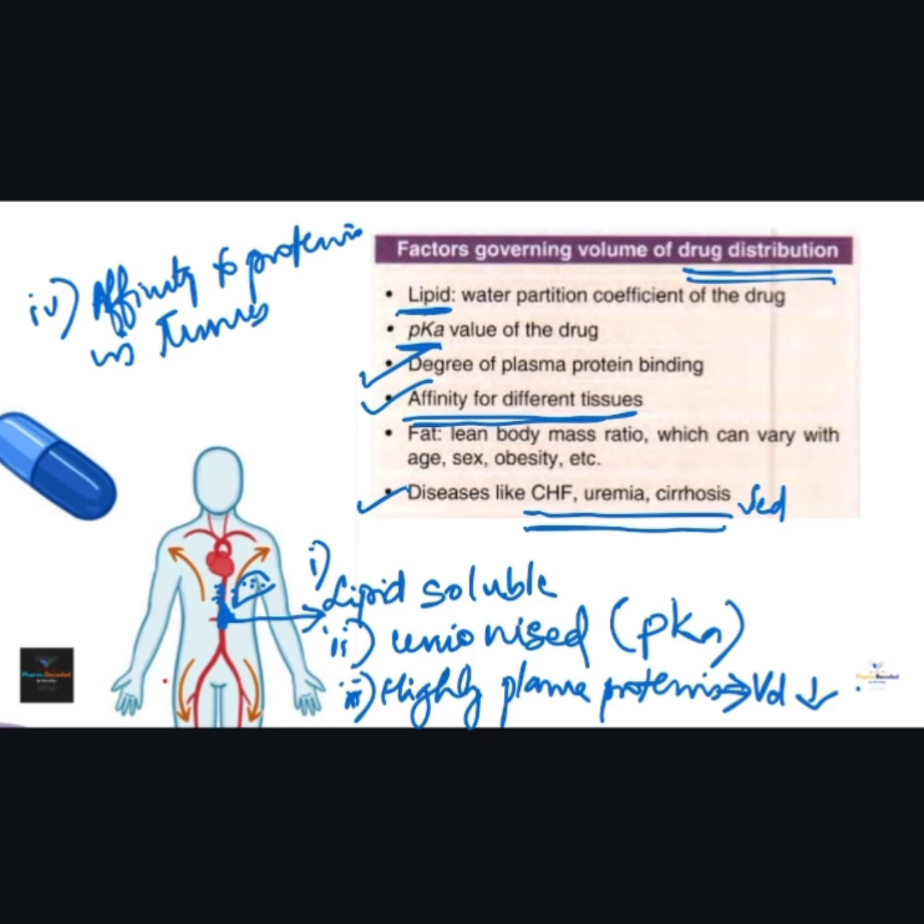And the fifth factor is fat. The presence of adipose tissue increases volume of distribution because more drugs will be moving to the fat tissue. And finally, as discussed, in diseases like congestive heart failure, uremia, cirrhosis, the blood flow will be decreased, and thus the volume of distribution is decreased.